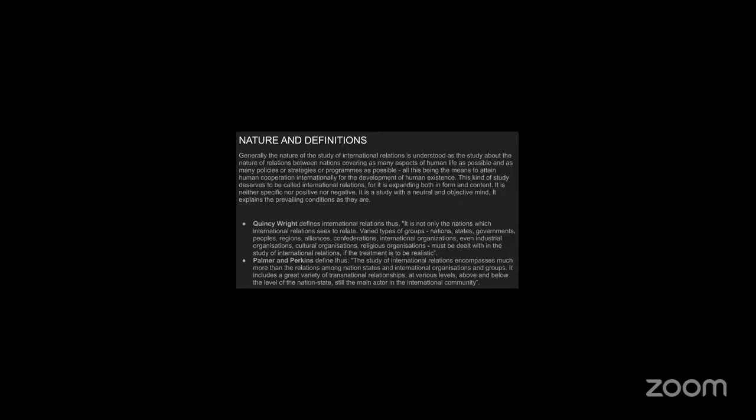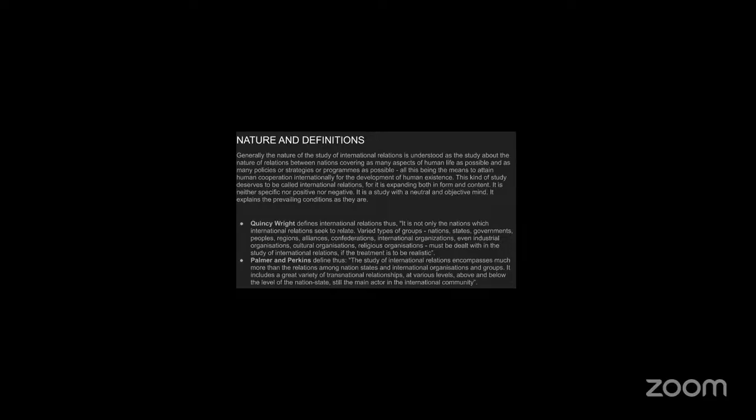Okay. So after that, we can see Palmer and Perkins, who have defined international relations as relations among the nation states and also with the international organizations, how you are carrying the relations. The name itself tells you the relations here. These relations include a variety of transnational relationships at different levels, and also below the level of the nation state as well. Still, the nation state is the main actor in the international community here.